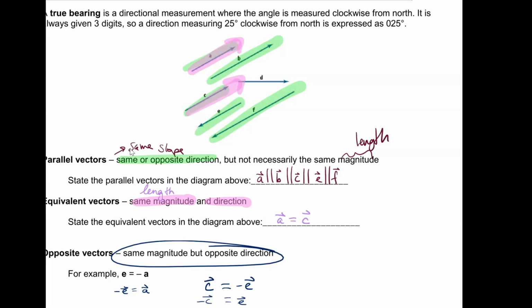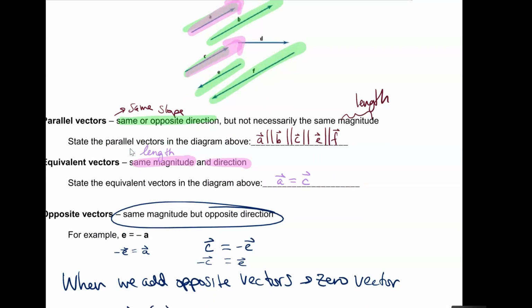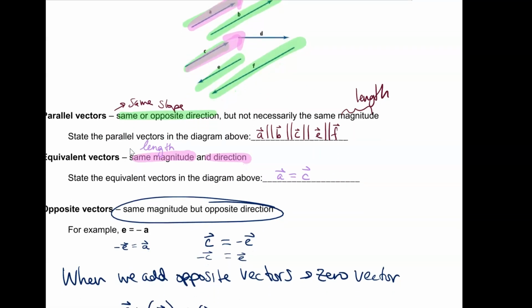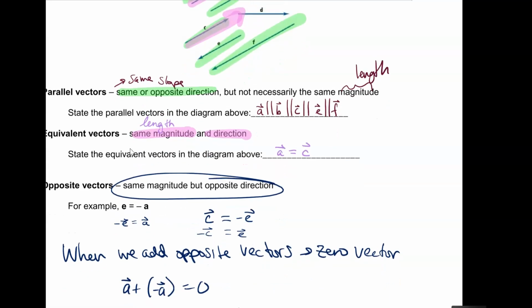Alright, equivalent vectors. Ones that have the exact same length. So while A, B, and C are all going up to the right, A and C had the same length, so you just have to measure it. So this is equivalent vectors. A is the same vector as C.